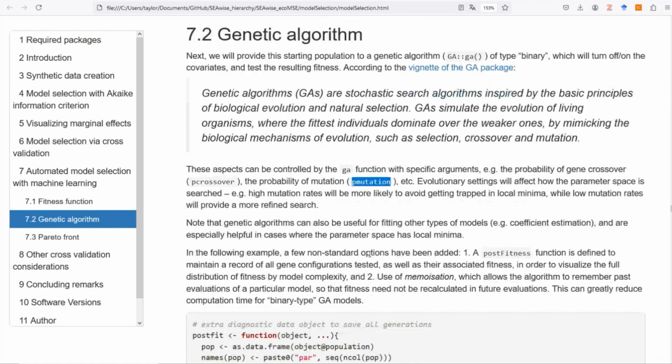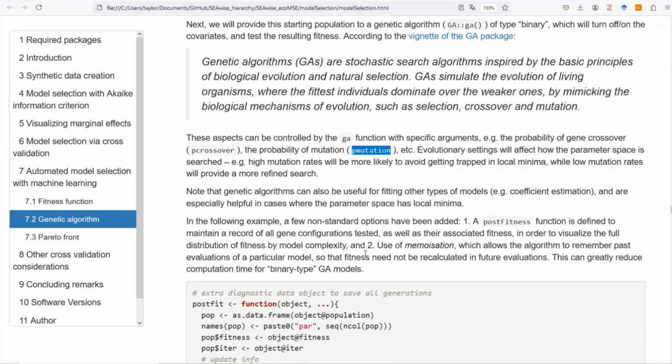And just to note, this is a very specific case for term selection in a model, but you can also use these algorithms to fit coefficients, like a continuous value, as well as this binary one.